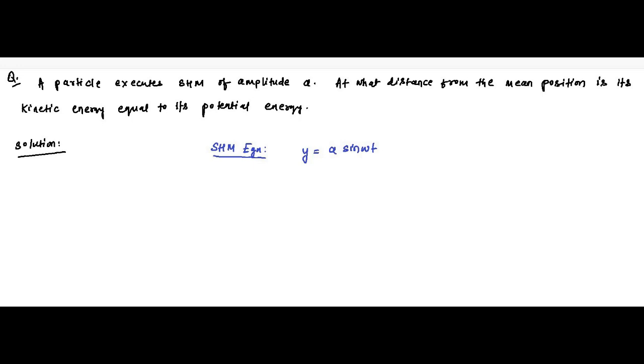Now for this, if the particle or the object has a mass m, here a is the amplitude, omega is the angular frequency, and the kinetic energy of this object is given by 1/2 k (a square minus y square), where k is the force constant, which is given by k is equal to m omega square. The angular frequency is also given in terms of this.